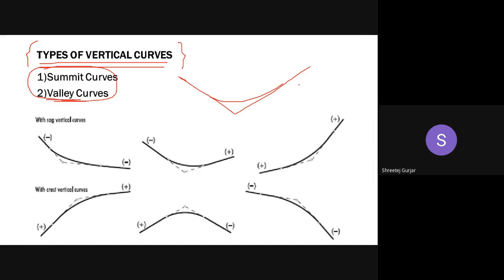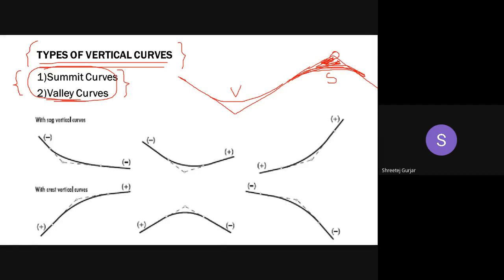Whenever you provide a curve at the apex of a hill, this is the summit of the hill, what we call the apex or summit. If you cut this part of the mountain and provide a curve over here, this is a summit curve, and this is a valley curve. So this is a very broad classification of vertical curves, valley and summit curves.